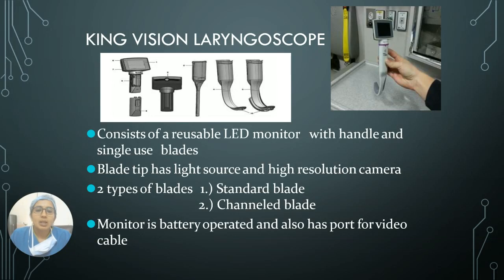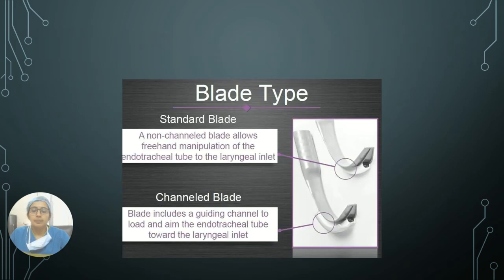Then the King Vision scope or King scope. It consists of a reusable LED monitor with handle and single-use blades. Blade tip has light source and high-resolution camera. Two types of blades, standard blade and a channel blade. With the channel blade, we can pass the ET tube through the channel. Monitor is battery operated and also has a port for a video cable. These are the two blade types, standard blade and a channel blade.